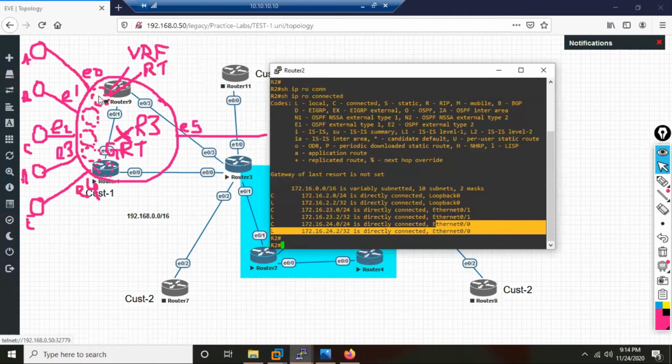If I create, say, the first VRF, and I put E0 in VRF1, then what will happen? This E0 will no longer be present in where? In the global table. Why? Because one interface cannot be part of more than one routing table. So if one interface is in the global routing table, then it cannot be in any of the VRF routing tables. If the interface is in one VRF routing table, then it cannot be in the global routing table, nor in another. That means one interface can be part of only one VRF at one time.